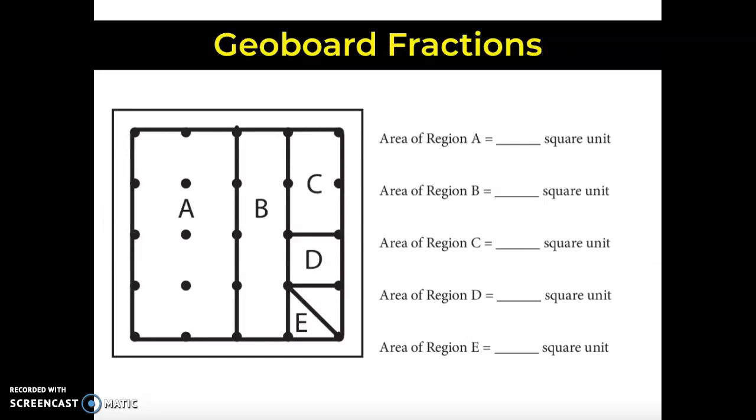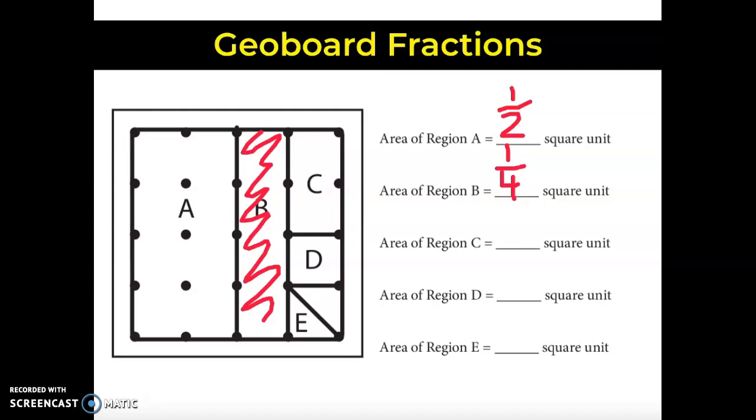We've done it already. And so we can see that the area of region A on here is covering half of that GeoBoard. So this would be half of a square unit. That would be like our half of a pan of brownies, right? The area of region B, we see it would take 4 of these to cover the whole thing. So this would be 1/4 of a square unit.